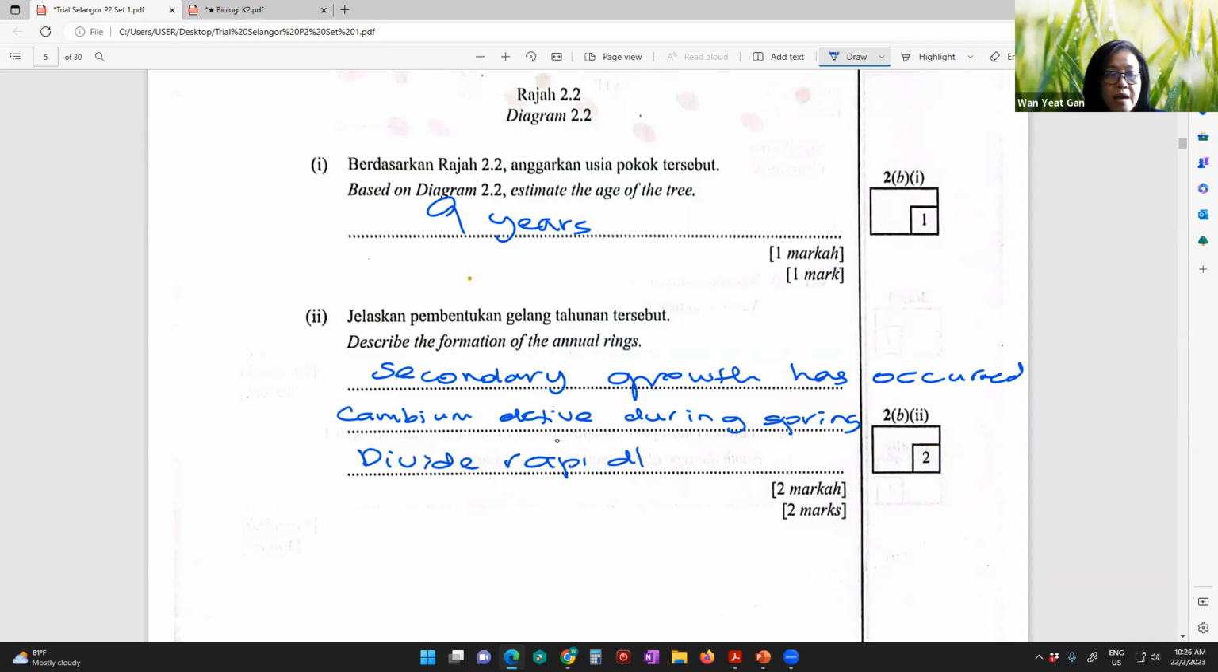And therefore forming large xylem vessels. Okay, so in order to transport more water and mineral during spring, all right? And then during autumn, so this spring wood, we call it lighter in color.